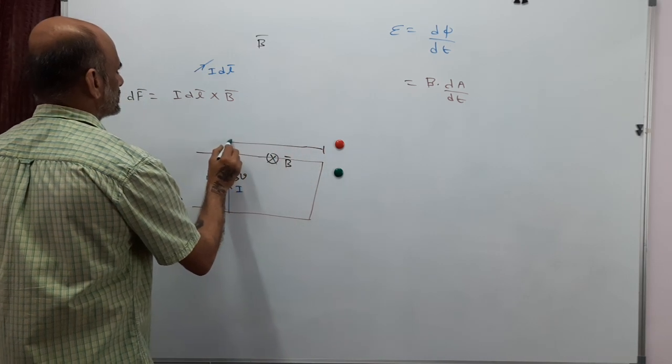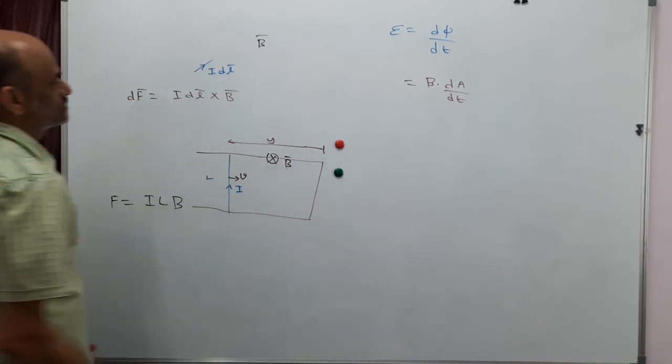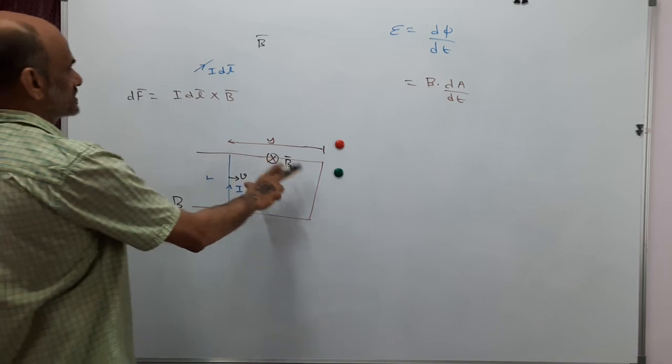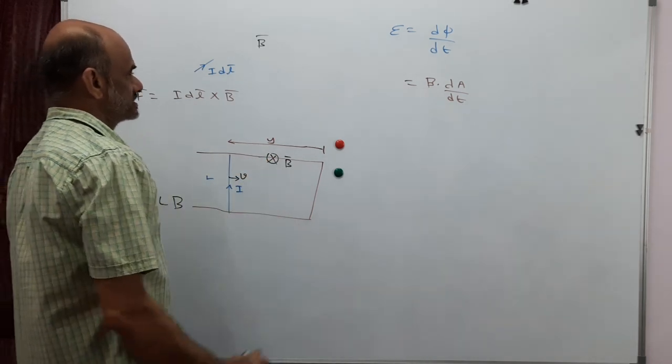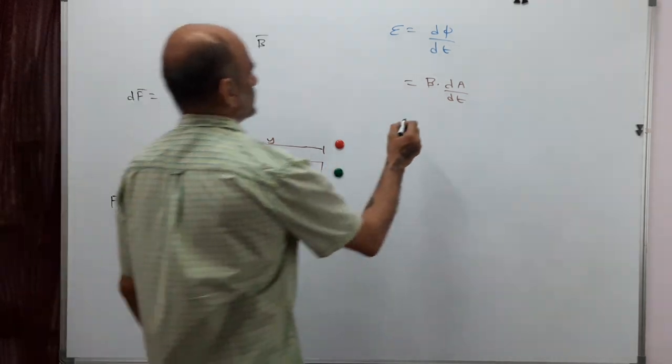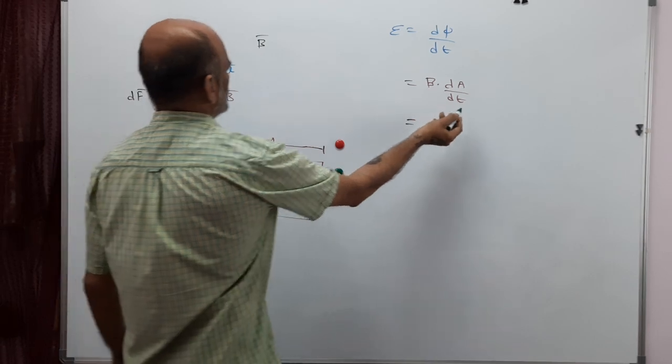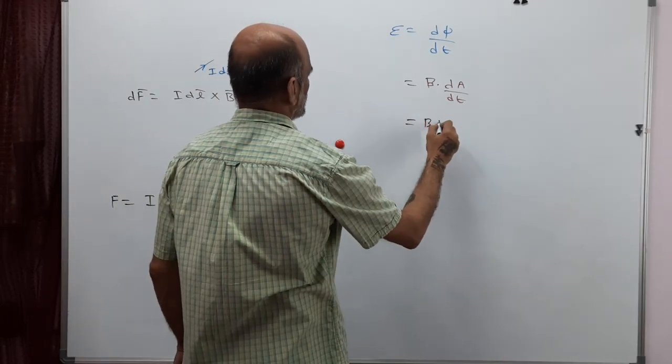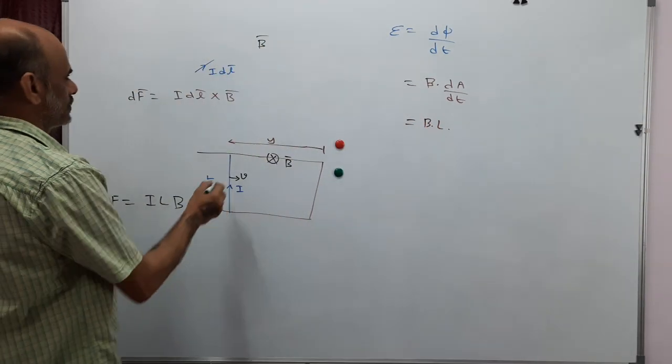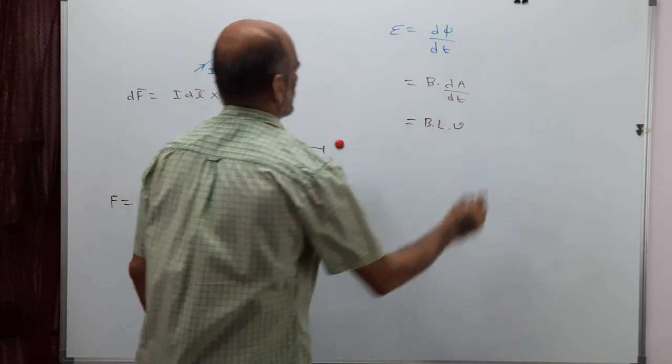This length is L, and say from here to here, it is y. So the area of this loop is L into y. L is constant, it's not changing with time, so it comes out, into dy by dt, which is the velocity of this rod.